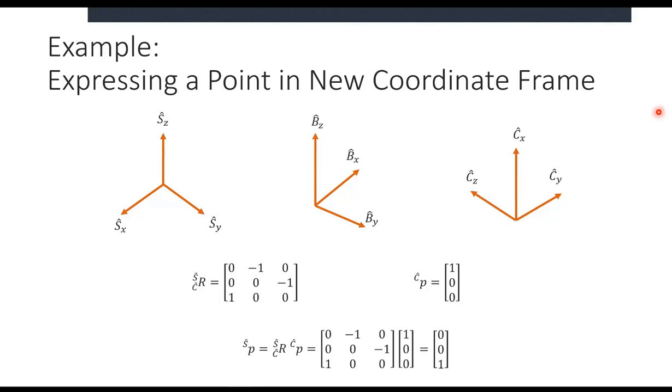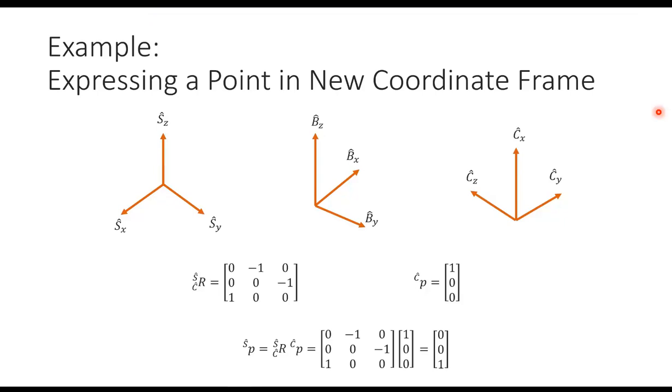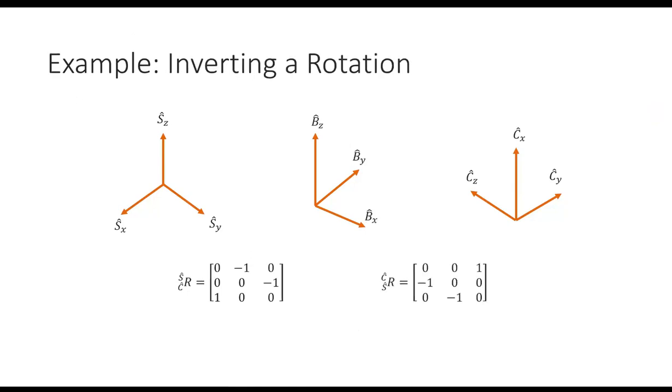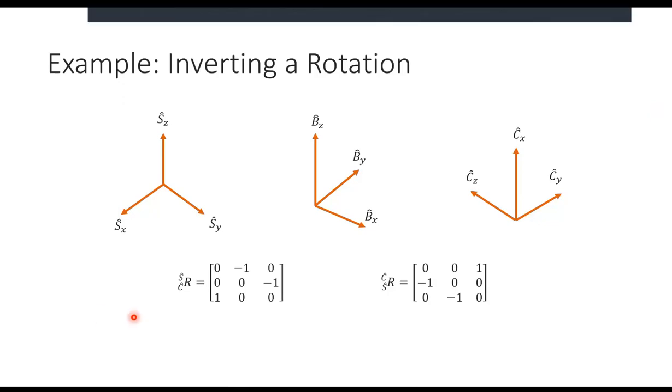So we have a rotation matrix, right? That rotation matrix is saying, assuming that our origins are the same, here's how you go from one frame to another, from one set of vectors as your basis to a different set of vectors as your basis. What if we want to go back? So here is the rotation from C to S, and this is the rotation from S to C. So we just go backwards.